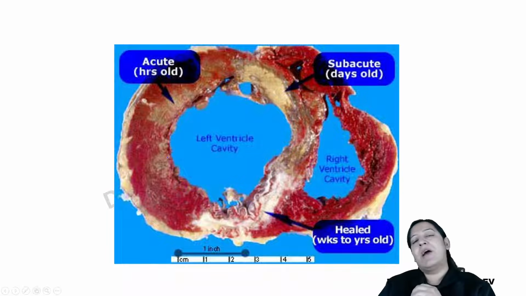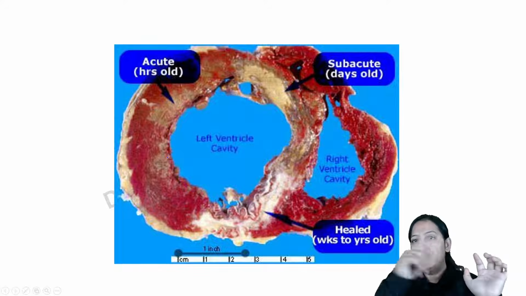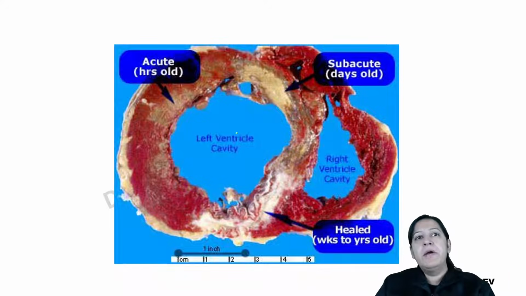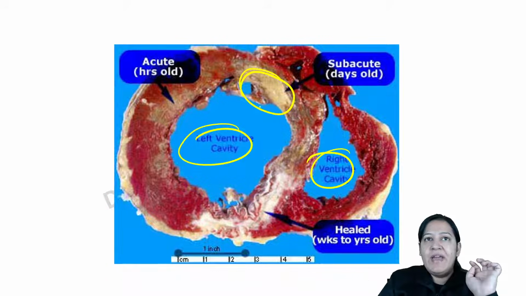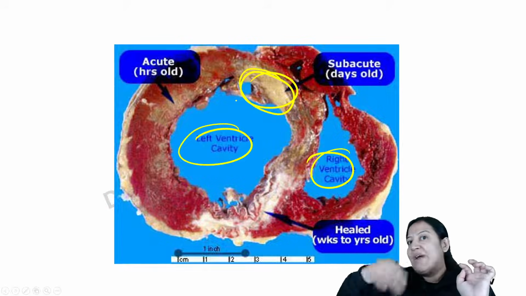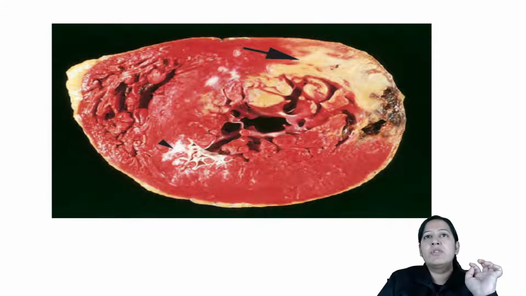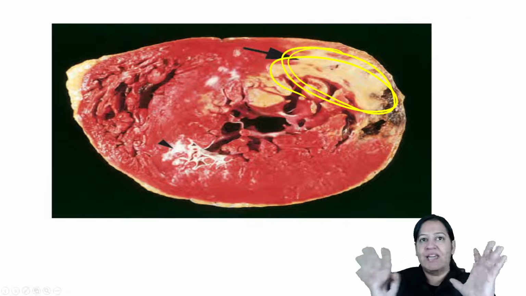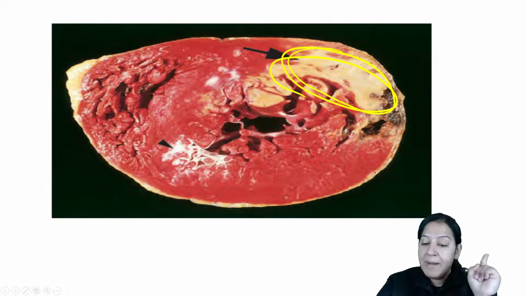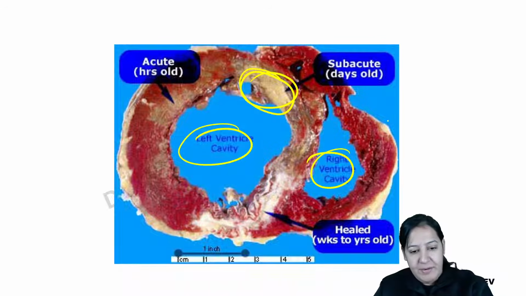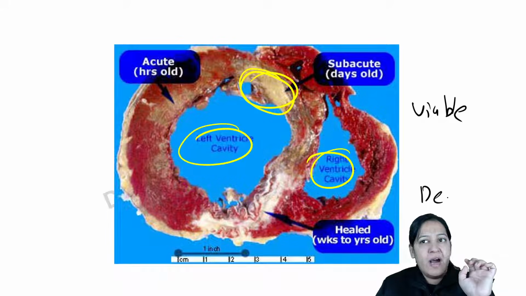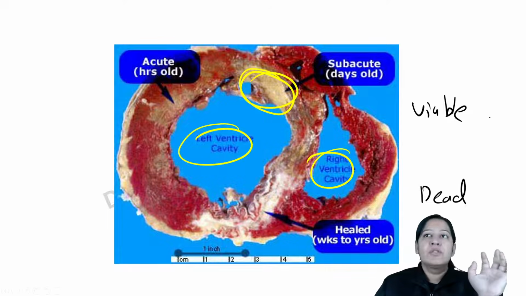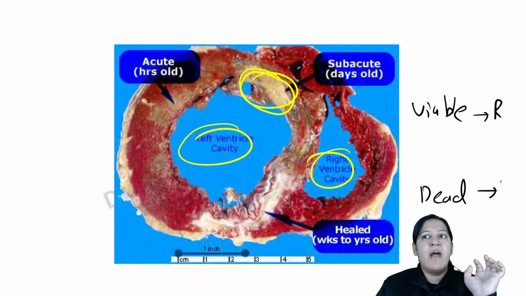You can see the best diagram from Robbins. Beautiful diagram showing the left ventricle, the right ventricular cavity, and see this yellow area. The rest of the wall is red except this yellow area. Here also you can appreciate this yellow area. The rest of them is red. You can see the cavity, you can see the red area. So the viable area is red and the dead, non-viable area is yellow.